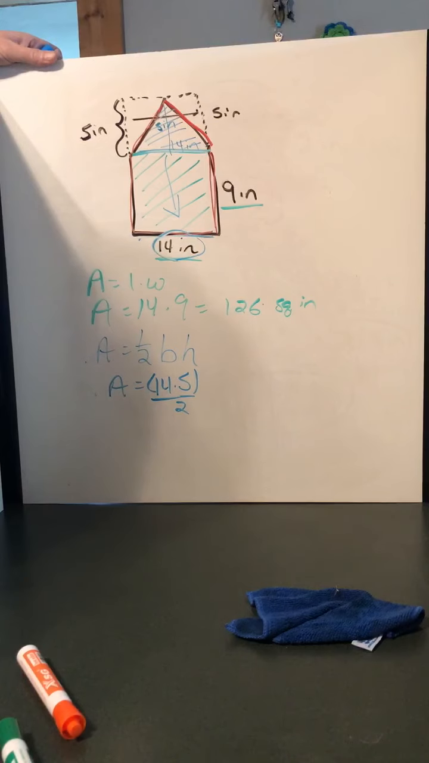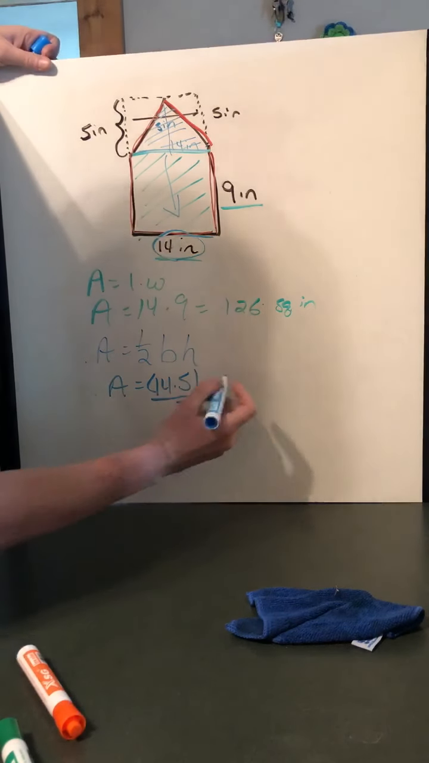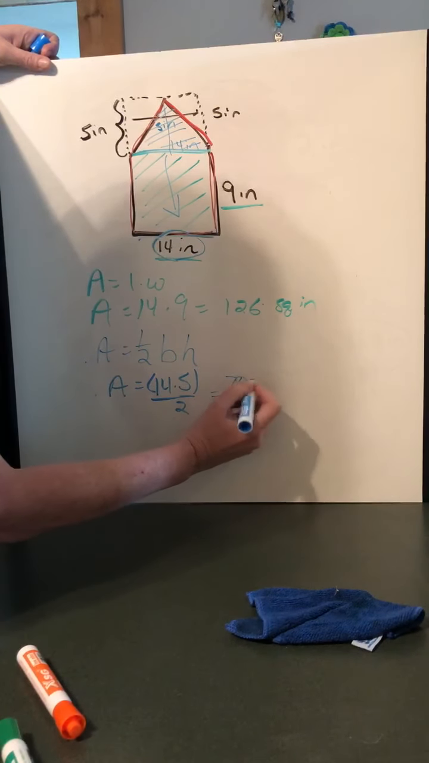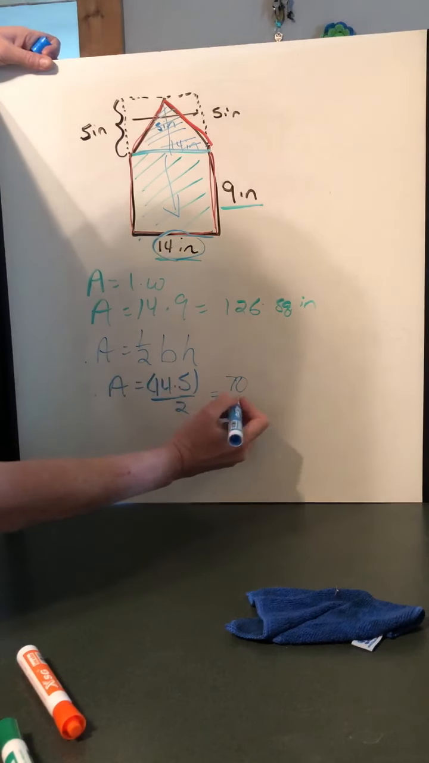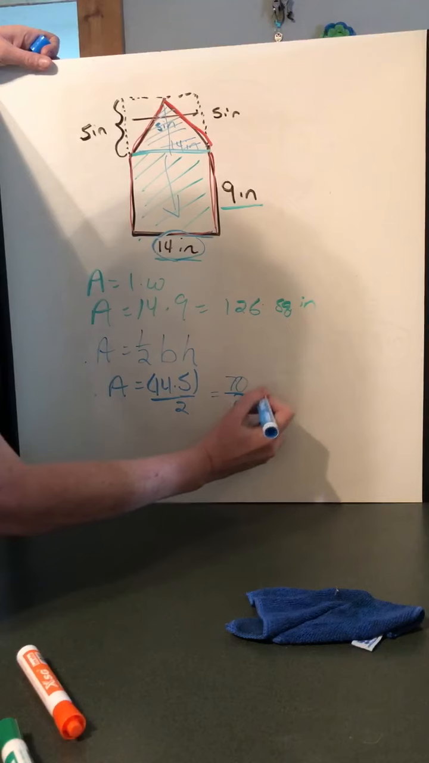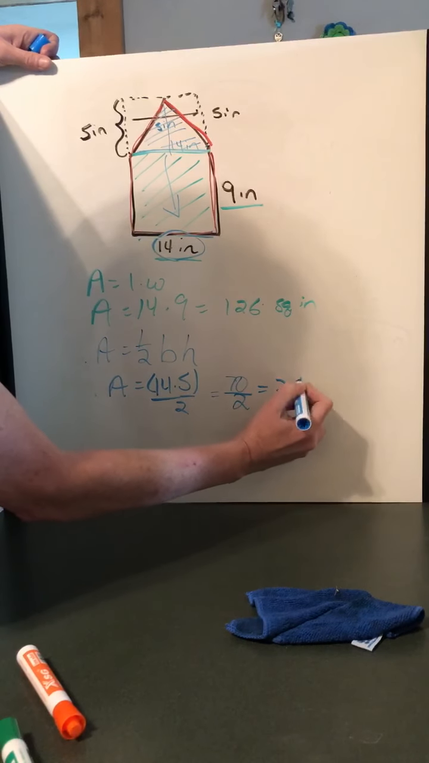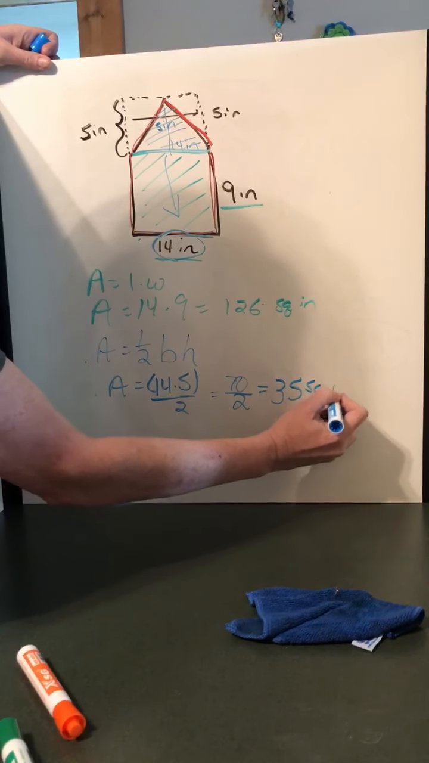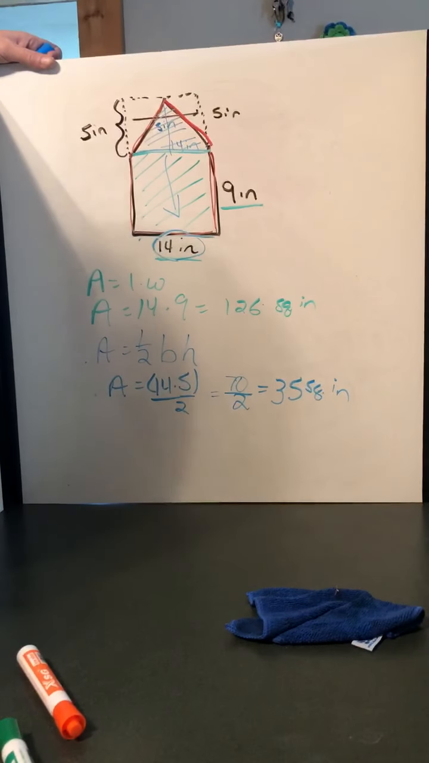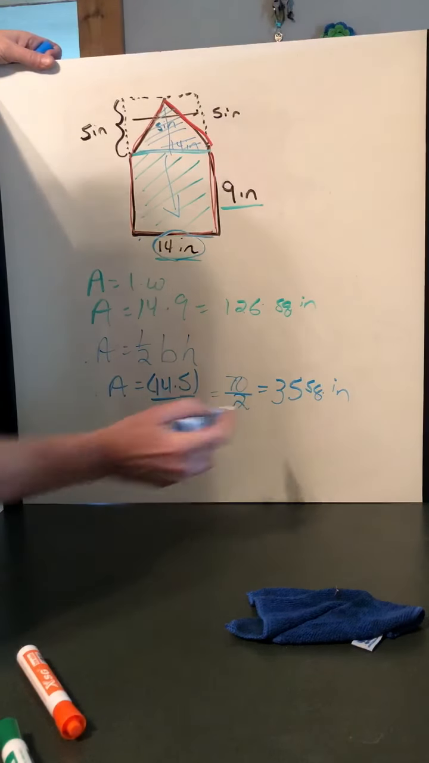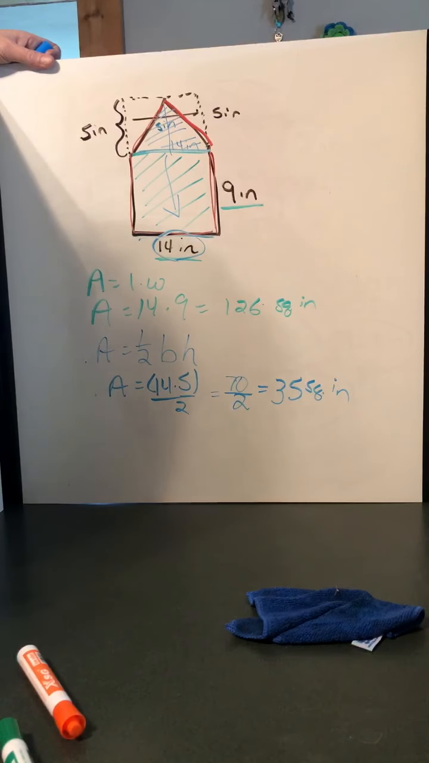So 14 times 5 is going to give me 70. Let me make sure that's correct. Yes. Divide that by 2. 70 divided by 2 gives me 35 square inches. So now I've got my rectangle is 126 square inches. My triangle is 35 square inches, and I need to add those together to get my total house-shaped composite area.